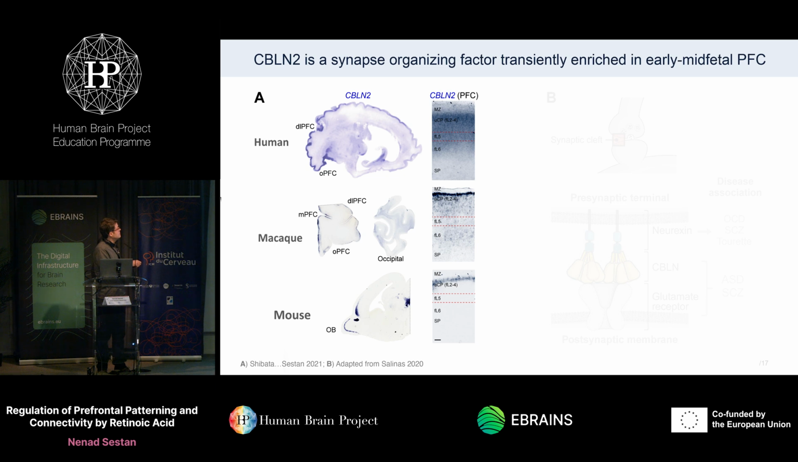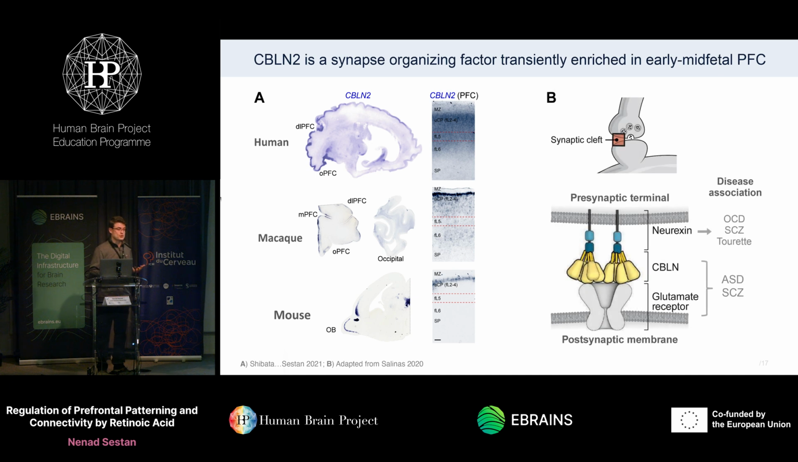In human mid-fetal development, cerebellin-2 is expressed through the entire cortical plate, including upper and deep layers, while in macaque monkey as well as mice, it was predominantly expressed in upper layer and was not expressed at high level in deep layer, specifically in layer 5. So in addition to areal differences, there were also laminar differences.